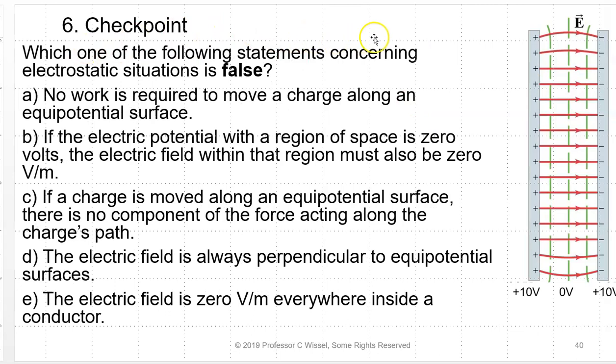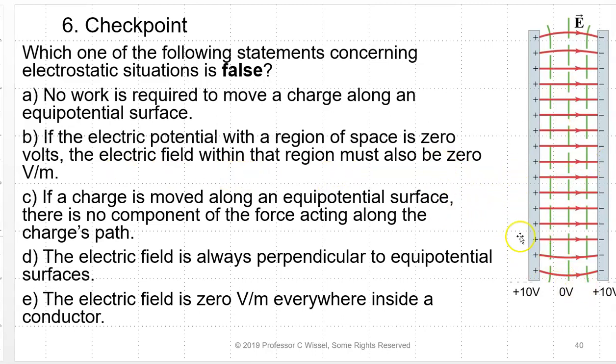Which of the following statements concerning electrostatic situations is false? No work is required to move a charge along an equipotential surface. That's actually true. You don't require work to move a charge along an equipotential surface. If the electric potential within a region of space is 0 volts, the electric field within that region must also be 0. Okay, this one is false because you can have an electric potential be 0.